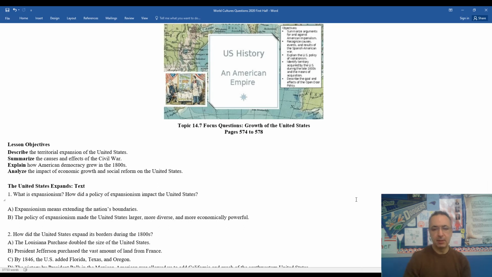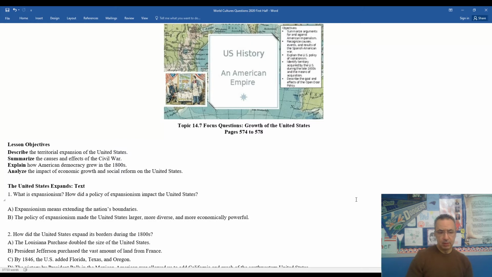Time to take a look at the expansion of the United States as they saw a territorial expansion during the 1800s and began to grow their empire as they moved forward here as an independent country and celebrated eventually their 100th anniversary of independence from Great Britain.